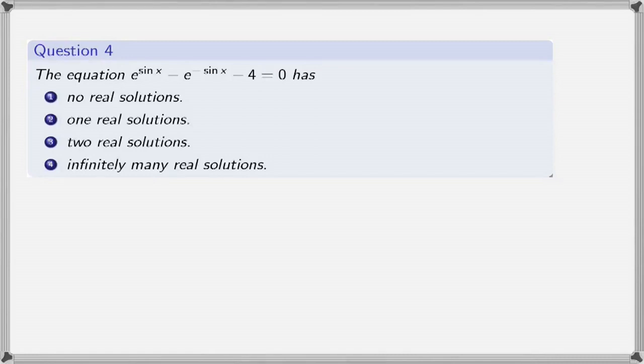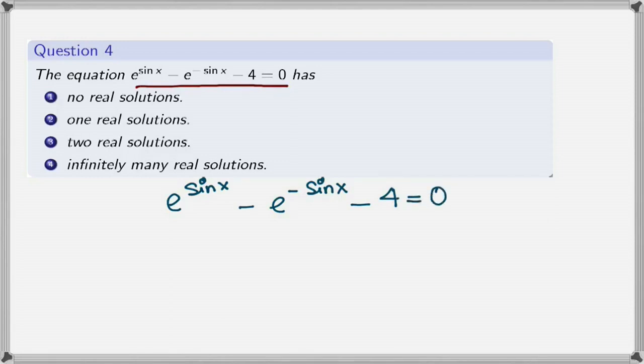In this question, we are given the equation e to the power sin x minus e to the power minus sin x minus 4 is equal to 0. And as it is evident from the options, we have to find out how many real solutions does this equation have. So we write the equation e to the power sin x minus e to the power minus sin x minus 4 is equal to 0. And this is same as writing e to the power 2 sin x minus 4 into e to the power sin x minus 1 is equal to 0.